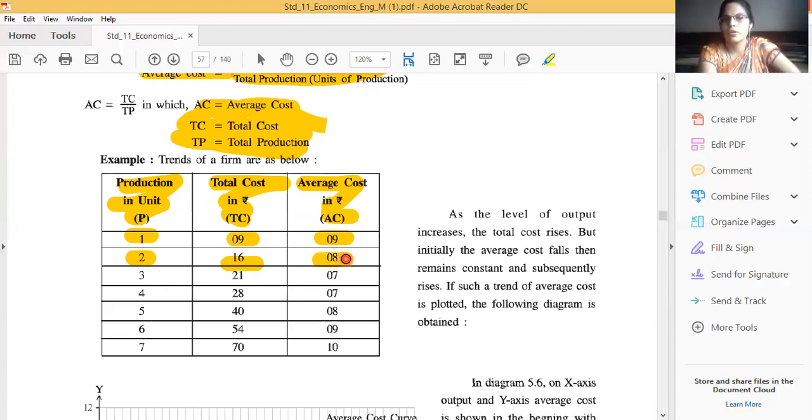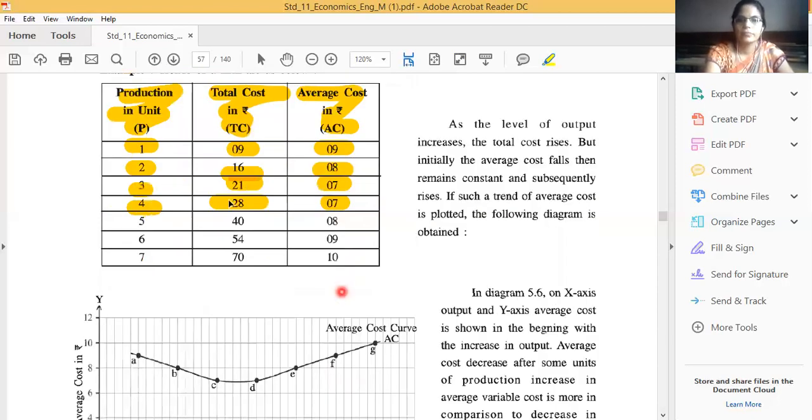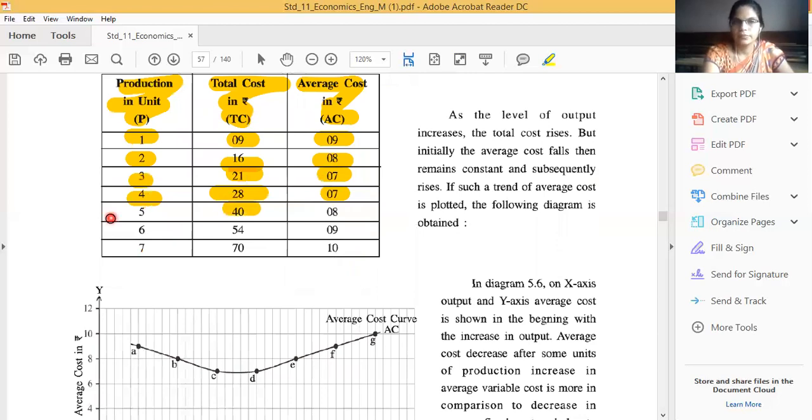Okay, solve along with me. Total production is 3 units, total cost is 21, so 21 divided by 3 equals 7. Total production is 4 units, but total cost is here saying 28. So 28 divided by 4, the average cost will be 7. Next one, total cost is 40, total production has 5 units. So 40 divided by 5 equals 8 rupees average cost.